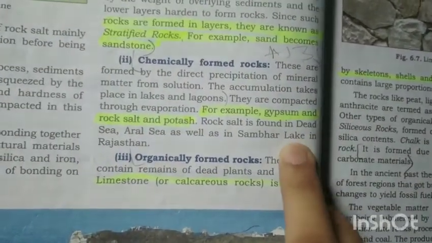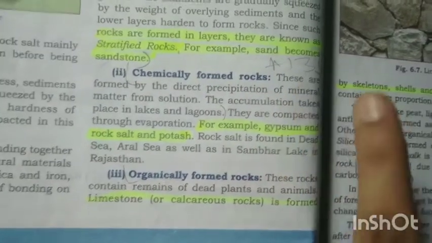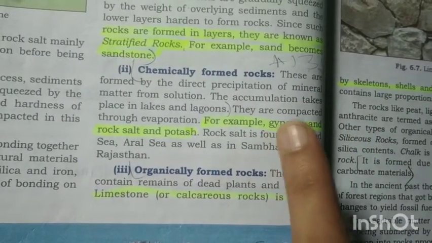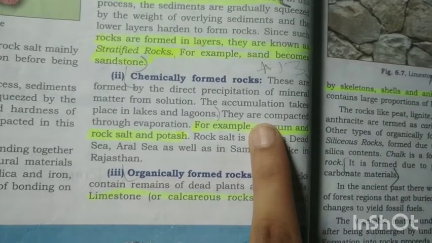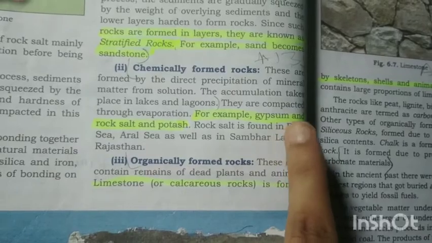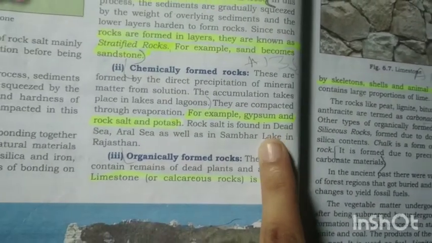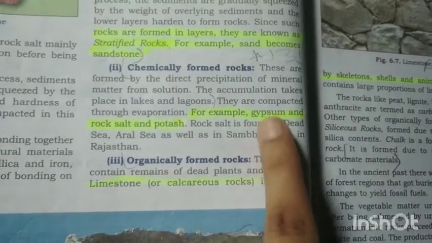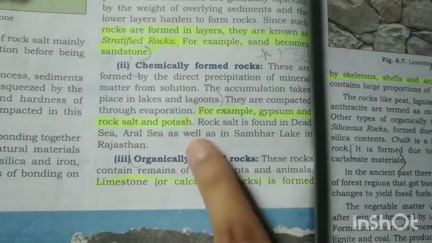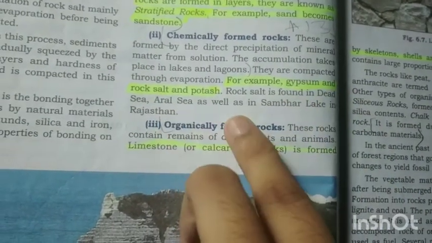Second is chemically formed rocks. They are formed because of the precipitation of mineral material, and they are compacted through evaporation. That is water turning into water vapor, liquid to gaseous state. And the examples are gypsum, rock salt, and potash. Where they are found is also written, so it is important.